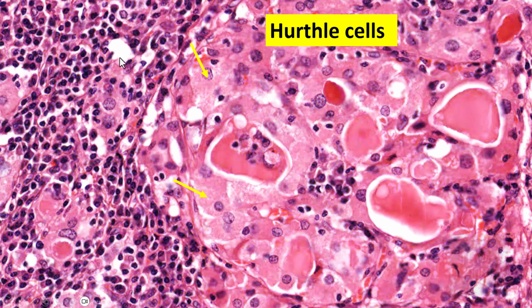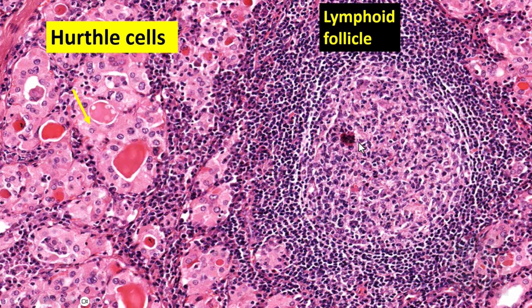Can you make out these lymphoid follicles nearby? I mean, the infiltration of lymphocytes. There is a lot of destruction going on to these parenchymal epithelial cells. You can see lymphoid follicles with prominent germinal centers.